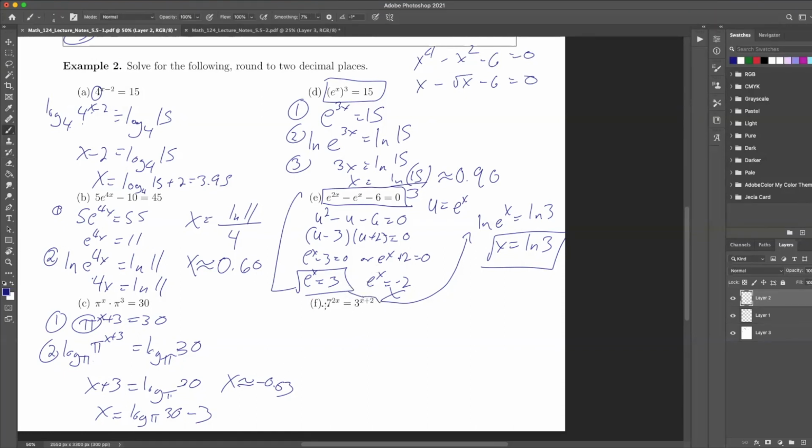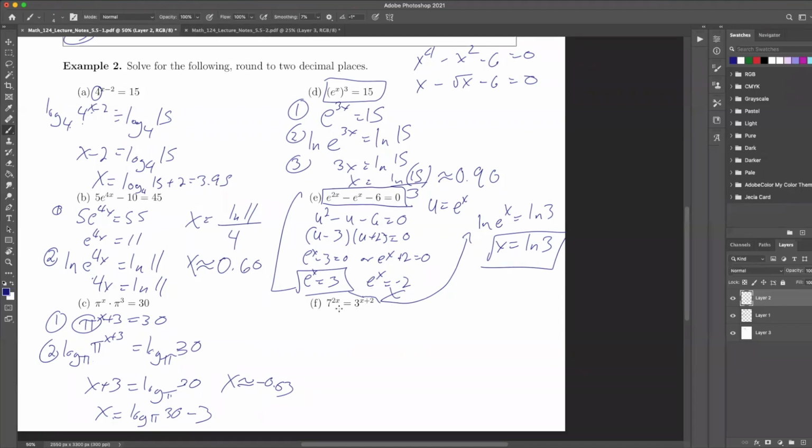All right, and this is where you have an exponential equation with two different bases. So here I have a base of 7 and a base of 3. If I chose log base 7, this one would be 2x, but this would still be kind of a mess, right? If I chose log base 3, this one would be just x plus 2, but this one would be a mess. And so in this case, it really doesn't matter which log you use whatsoever.